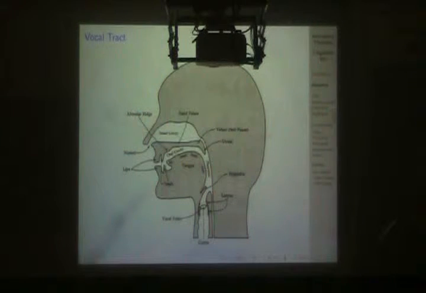Okay, can you see that? And right behind the alveolar ridge, the roof of the mouth domes up into what's called the hard palate. Okay, alveolar ridge, hard palate. Please restore your thumb. And now push your thumb as far back along the roof of your mouth as it will go.